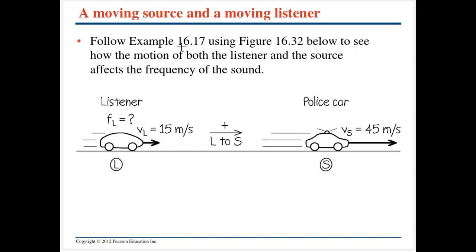And of course, 16.17 is going to have a listener that is moving as well as a source that is moving. Both of these velocities will be positive, because they're both moving in the direction from the listener to the source.